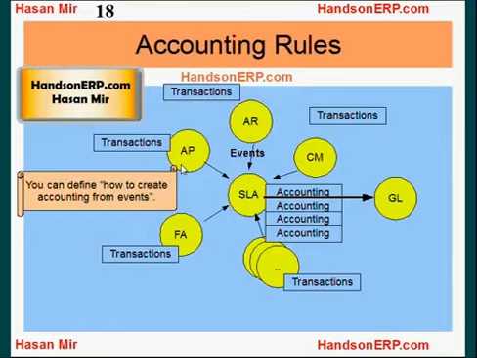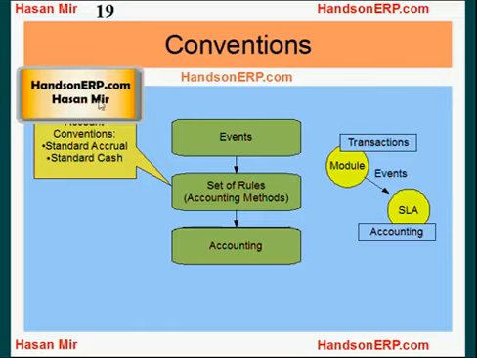You can define how to create accounting from the events. I'll have more tutorials on this topic, but very briefly, when you pass over the event to SLA, you have some rules defined in SLA, because you're just passing over the event. Based on the event, accounting would be created, and accounting would be created based on the rules that you have defined. So you transfer the event over. SLA is going to read all the accounting rules that you have defined, and based on those rules, the actual accounting would be created.